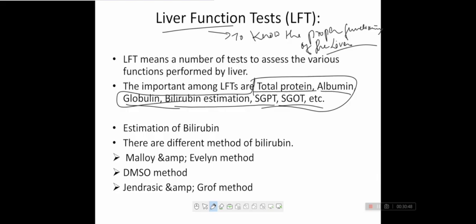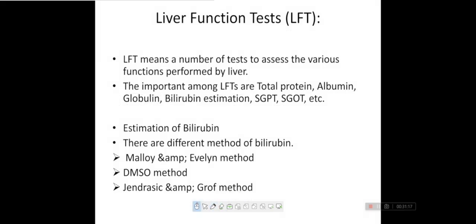Estimation of bilirubin. There are three different methods by which bilirubin is estimated. First is the Malloy and Evelyn method. Second is the DMSO method. And third is the Groff method. These three are the methods by which liver function tests are estimated.